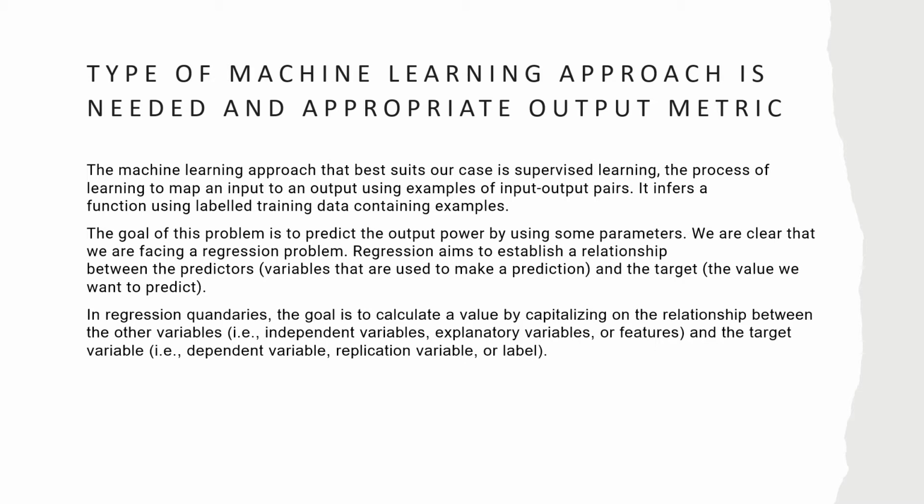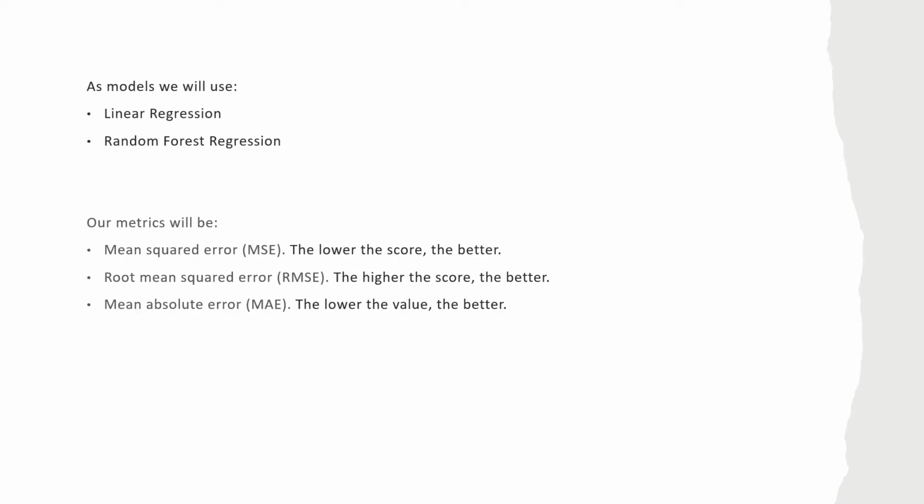So in this problem, we're facing the need to predict the output power by using some parameters. So we are facing a regression problem. The machine learning approach that best suits our case is supervised learning, the process of learning to map an input to an output using examples of input-output pairs. In regression problems, the end goal is to calculate a value by capitalizing on the relationship between the target variable and other variables. So as our models, we'll use linear regression and random forest regression, and our metrics will be the mean squared error, root mean squared error, and mean absolute error.